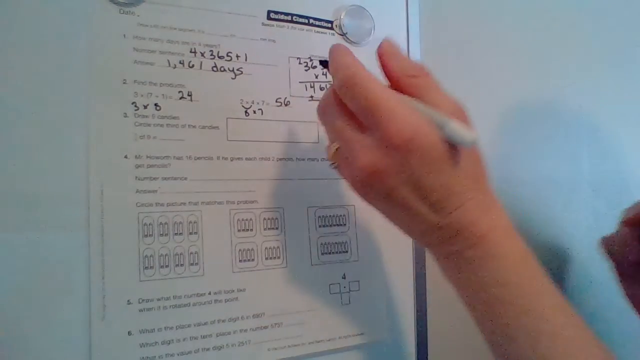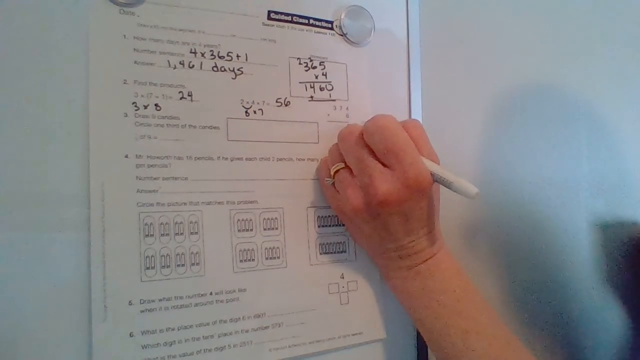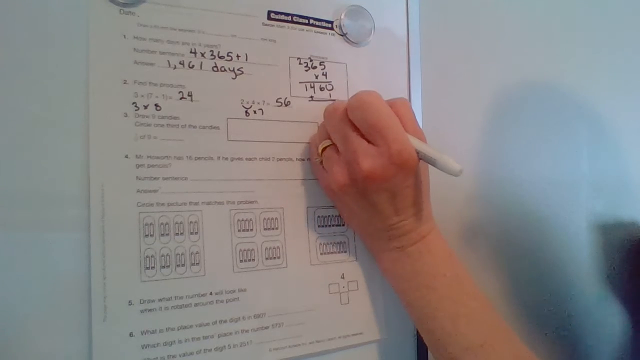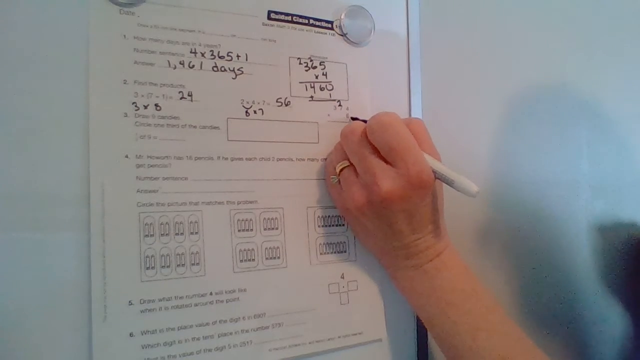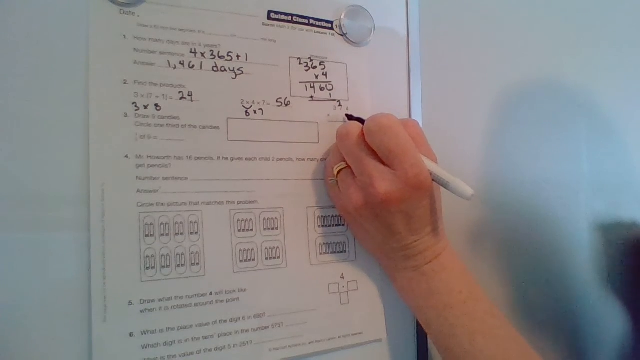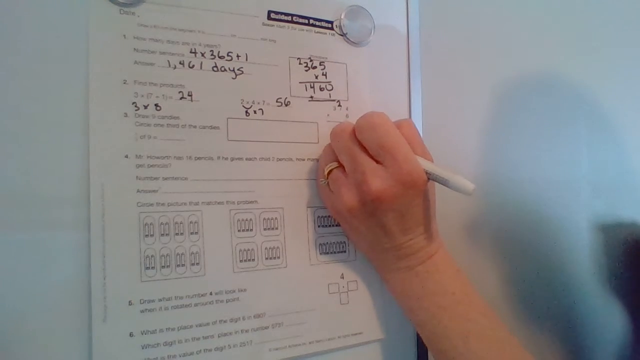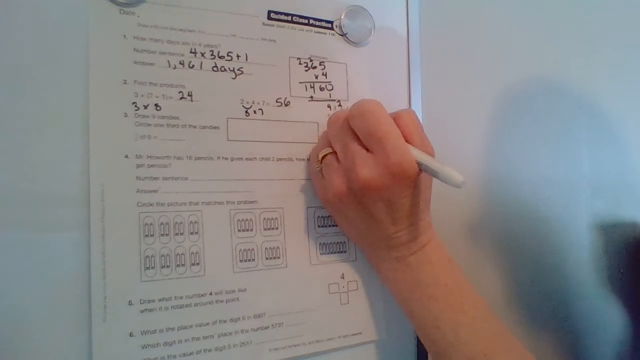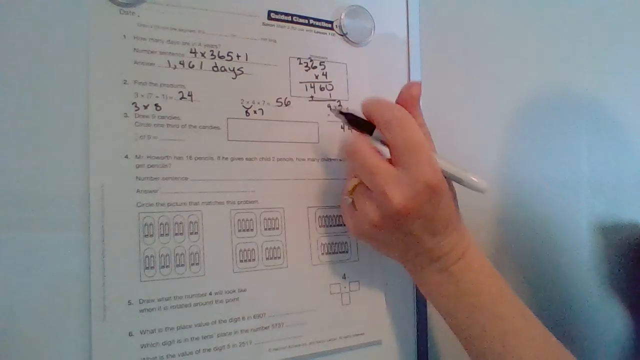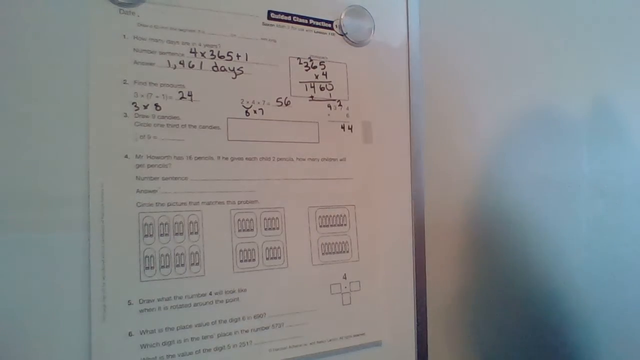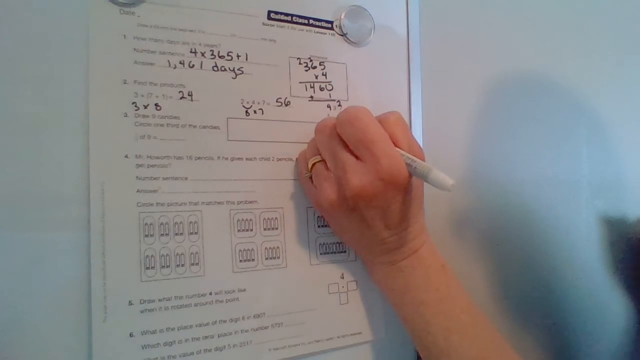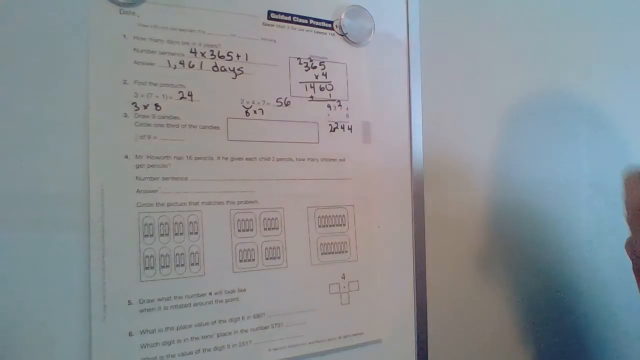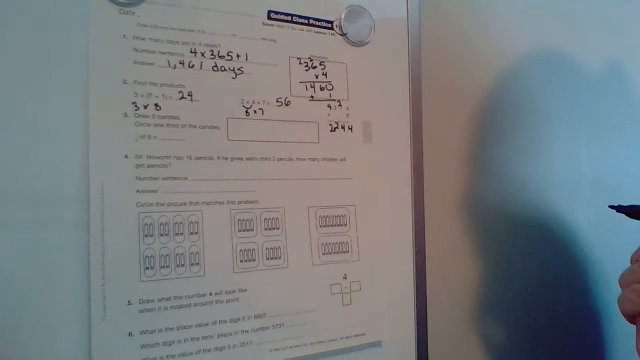Now we have this problem. We're going to multiply 6 times 4. Carry the 2. 7 times 6 is 42, plus 2 is 44. 6 times 3 is 18, plus 4 is 22. That's 2,244.